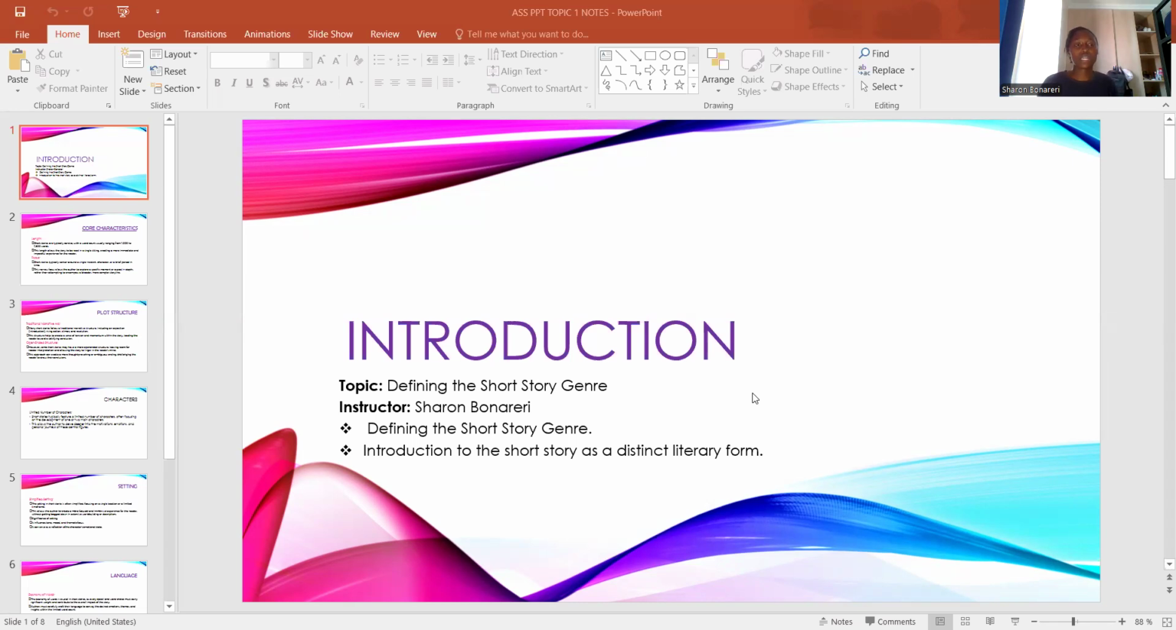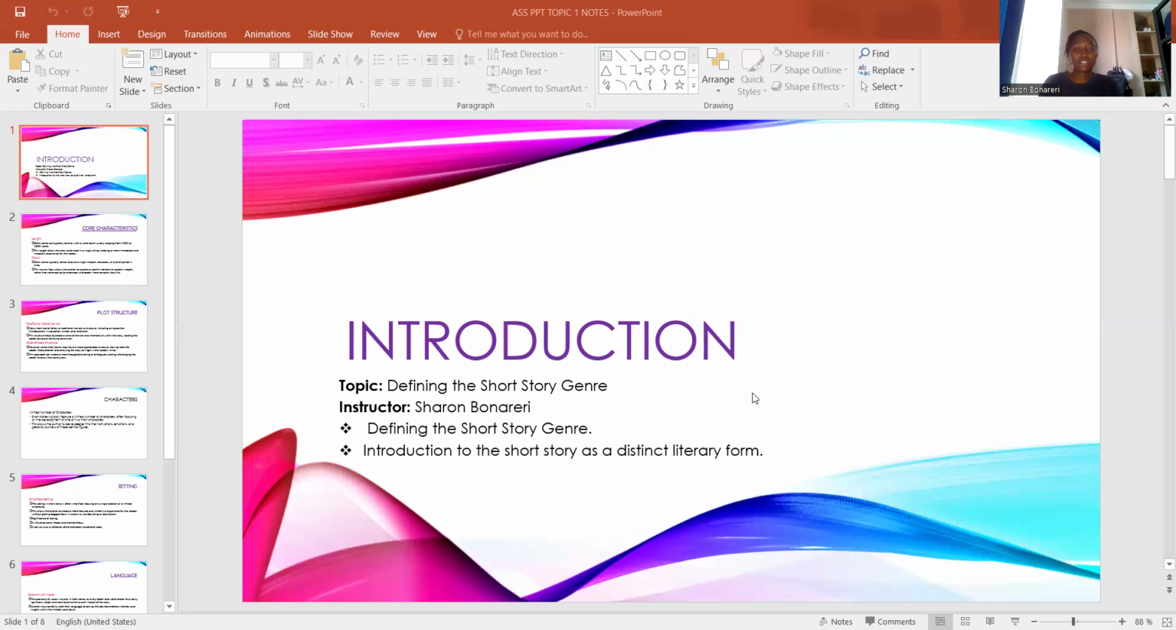In this unit, I'll be talking about, first of all, topic one, which is the definition of a short story. What's a short story? That is my first topic for today's activity, and I'll be looking at two topics.